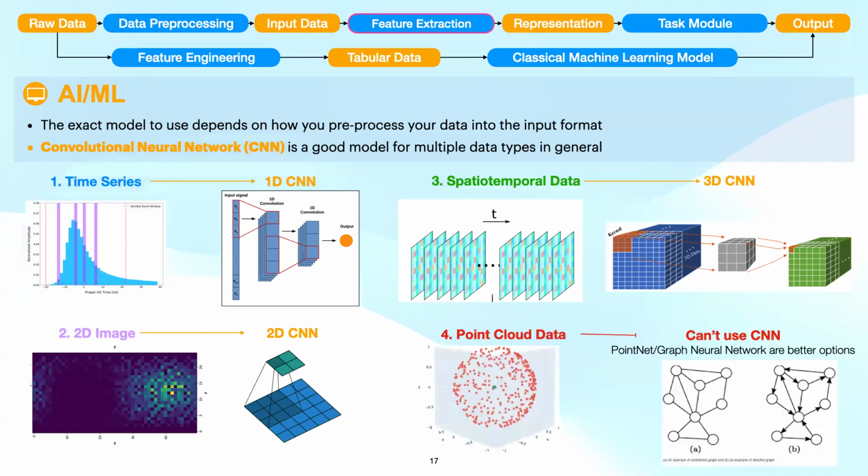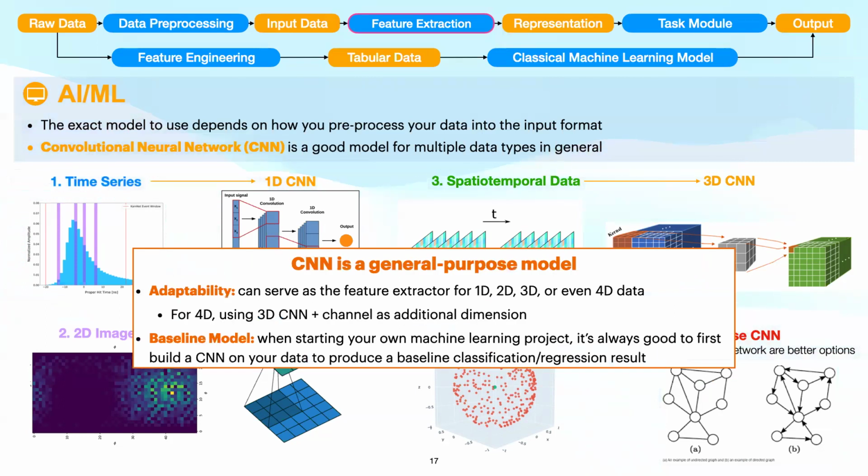So the only data that it cannot really analyze is point cloud data. For this one, it's better to use something called a PointNet or graph neural network. But unfortunately, I don't have time to go through what this is in today's lecture. So in summary, CNN is what I call a general purpose model because it can really be generalized to multiple dimensions. It can analyze 1D data, 2D data, 3D data, or even 4D data.